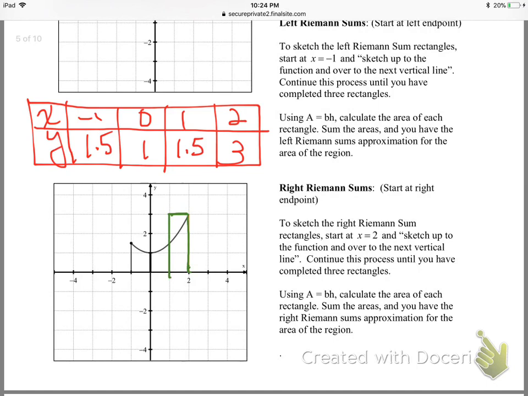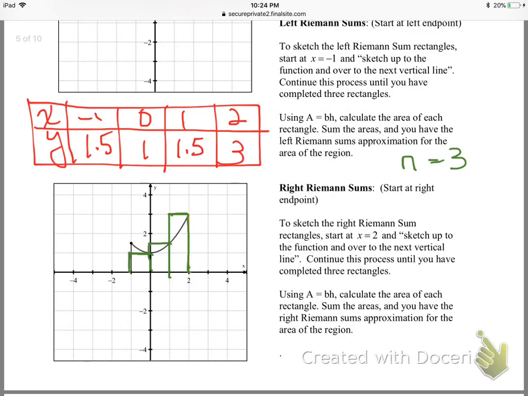I go for the next one. I am starting at 1. I hit my curve, go over horizontally, and come down. That's my next rectangle. I go up, I hit the curve, go over horizontally, and come down, and that's my third. So in all these cases, the number of rectangles is 3, so we would say n equals 3, but that's coming soon. Let's figure out what this area is.